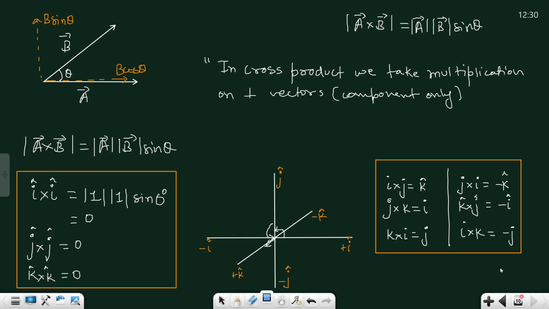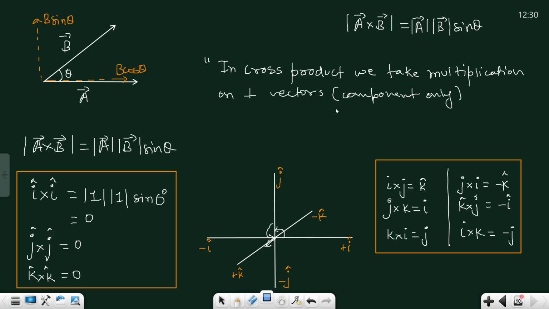Sir, can you please explain the sentence: in cross product we take multiplication on perpendicular vectors' component only? Yes, in cross product we take multiplication of the perpendicular vector components. We are applying the same thing.